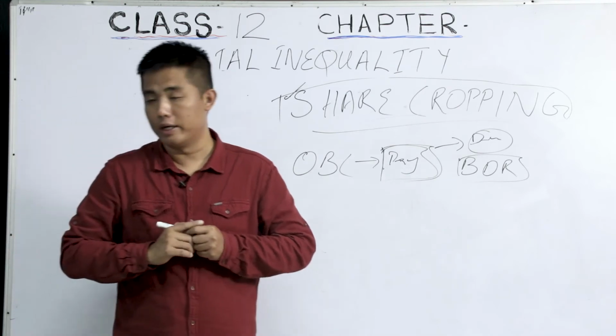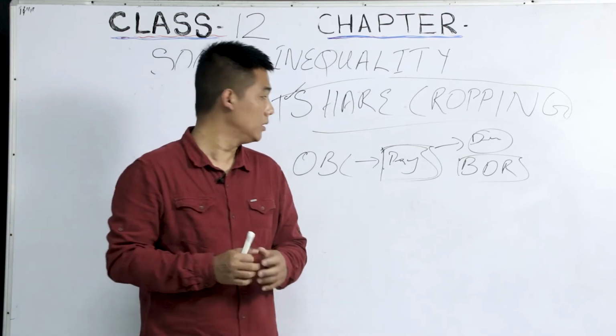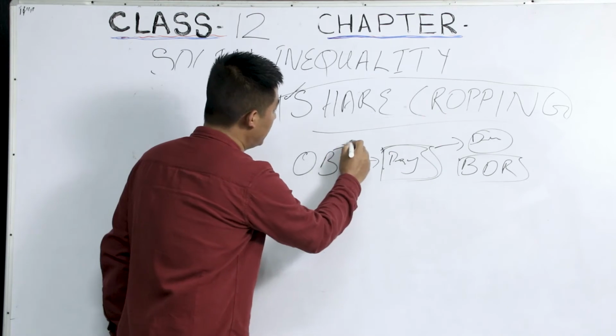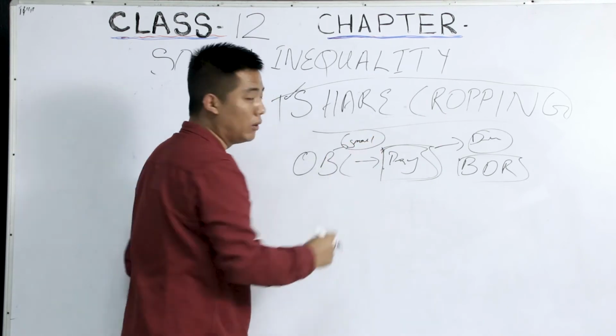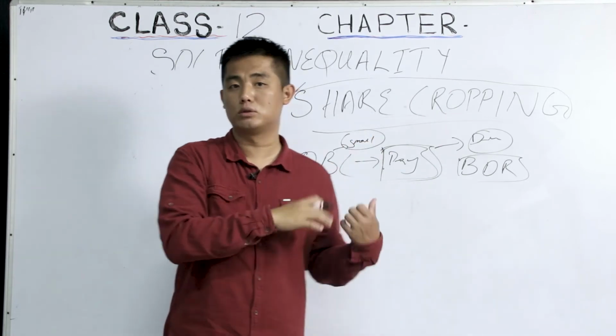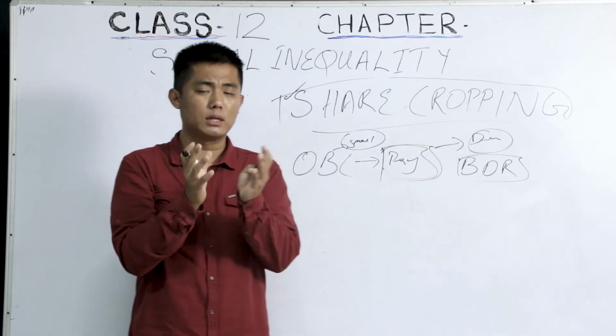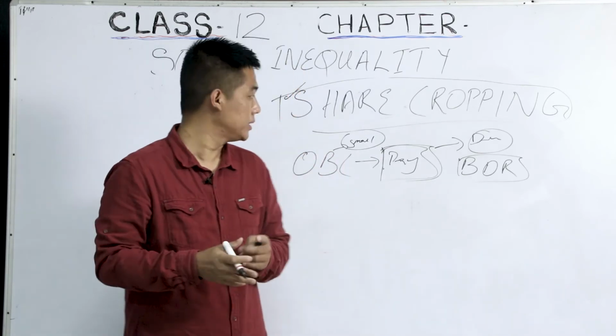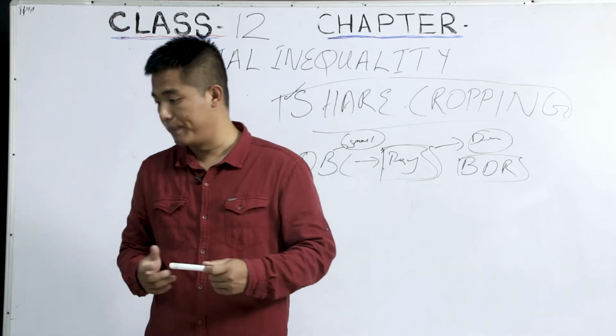Now, what was the problem here? Sometimes, some of the OBCs had a small plot of land on their own. Now, they will also take away the land which belongs to the OBCs. And so, because of this, there were lots of problems relating to this sharecropping.